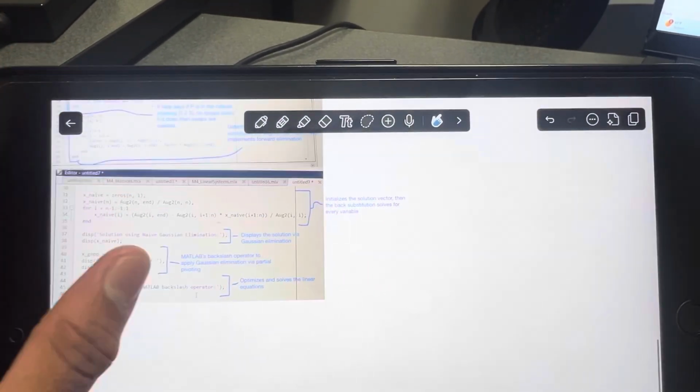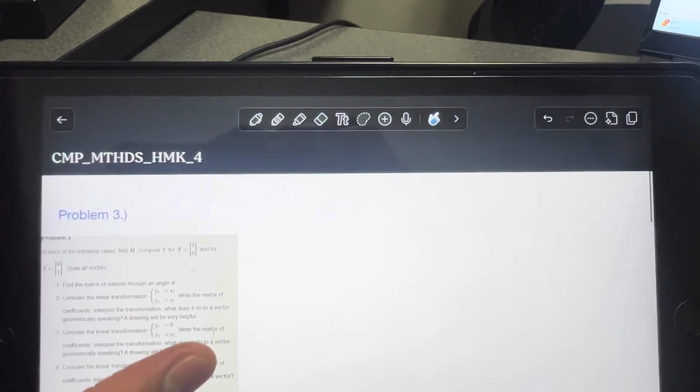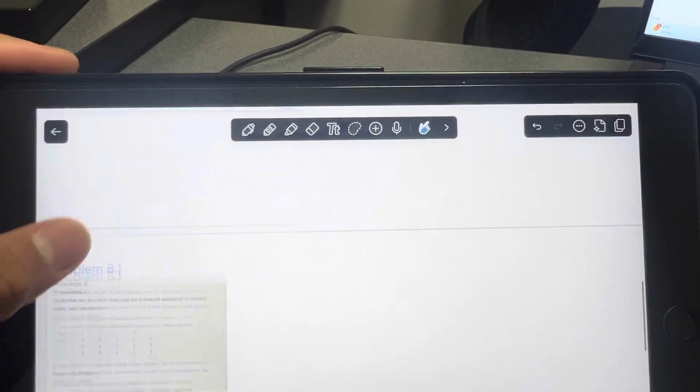And that is all my code and solutions for problems 3 and problem 8.